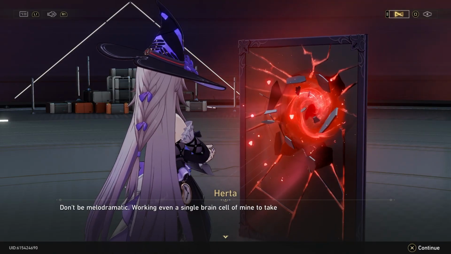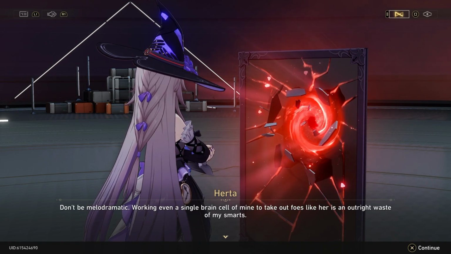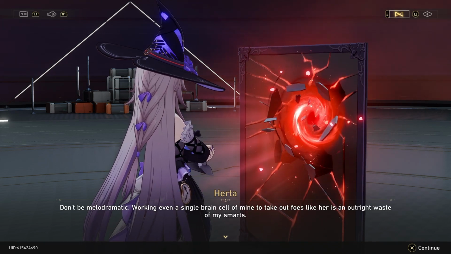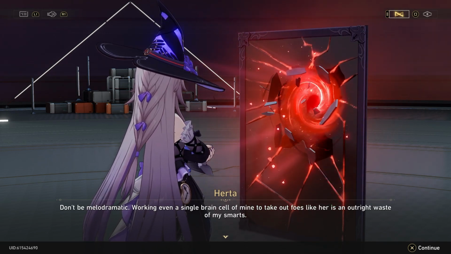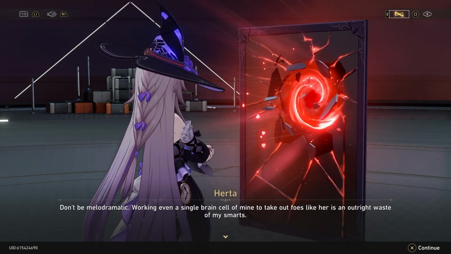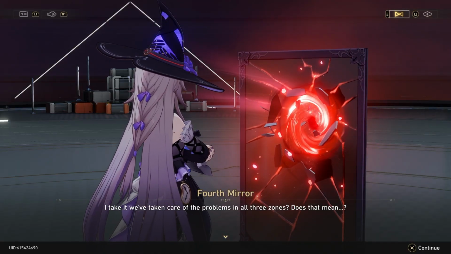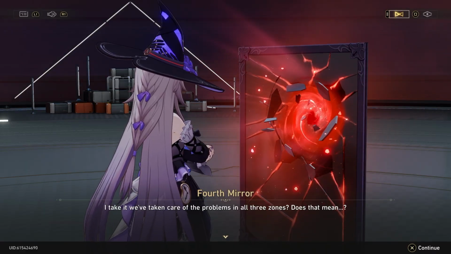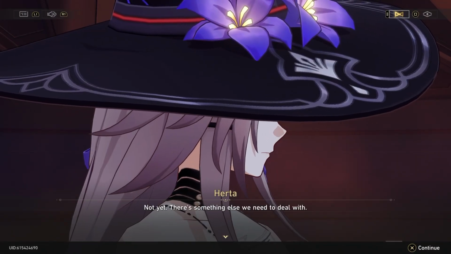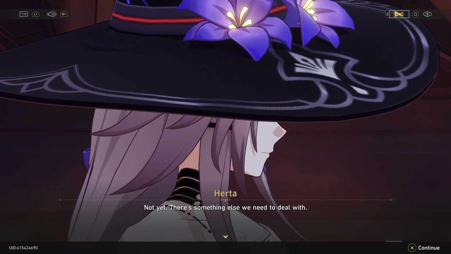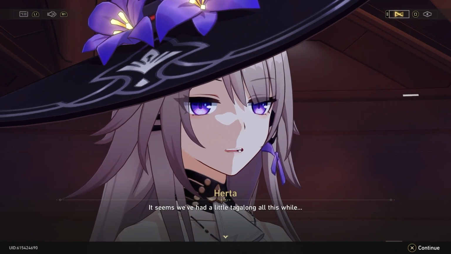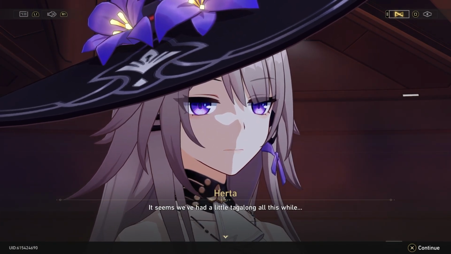Don't be melodramatic. Working even a single brain cell of mine to take out foes like her is an outright waste of my smarts. I take it we've taken care of the problems in all 3 zones? Does that mean? Not yet. There's something else we need to deal with. It seems we've had a little tag-along all this while.